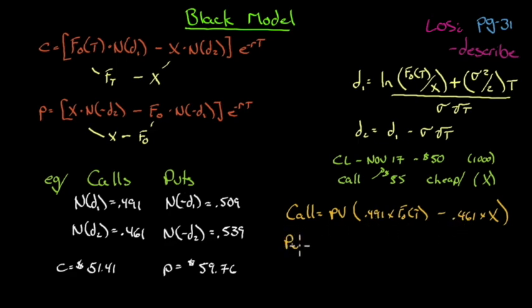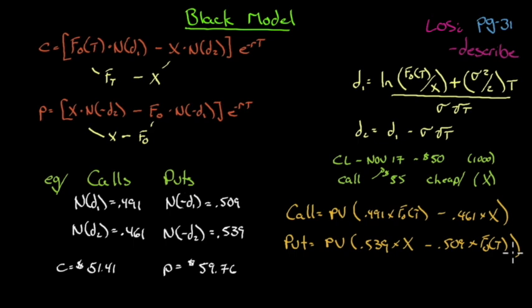And the put, we can describe the same way, as the present value of 0.539. Here we're going from the bottom up, right? N(negative d2) to N(negative d1). 0.539 times the strike price minus 0.509 times the futures price. There we go. This is really all you have to do.